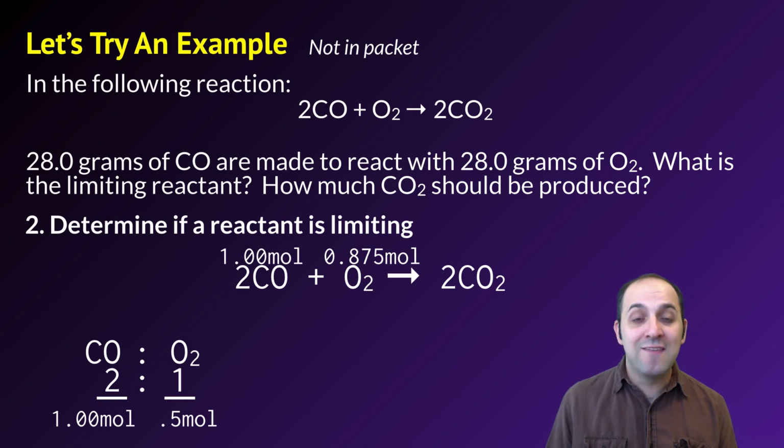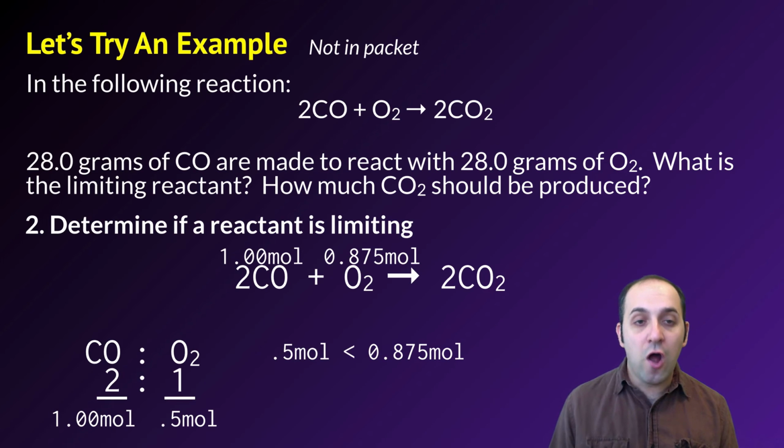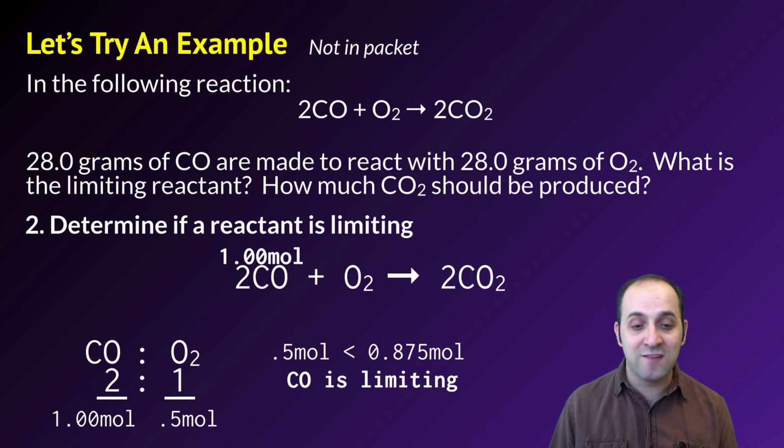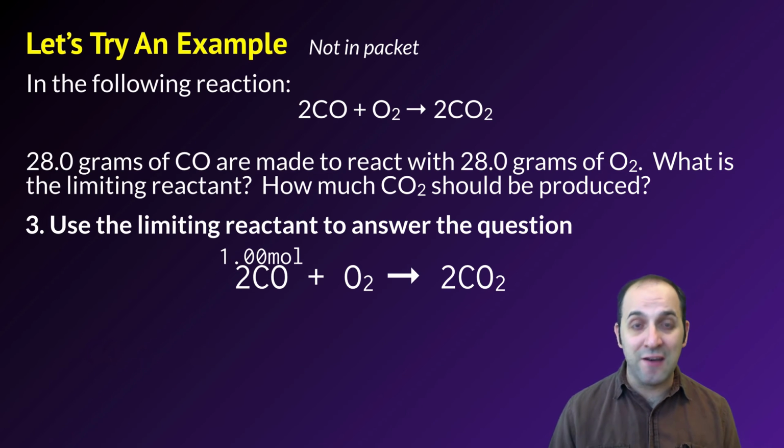What this means is that I will use up all of the carbon monoxide before I use up all of the oxygen gas. In other words, carbon monoxide is my limiting reactant. Now I'm going to use the limiting reactant to answer the second question. How much carbon dioxide should be produced?